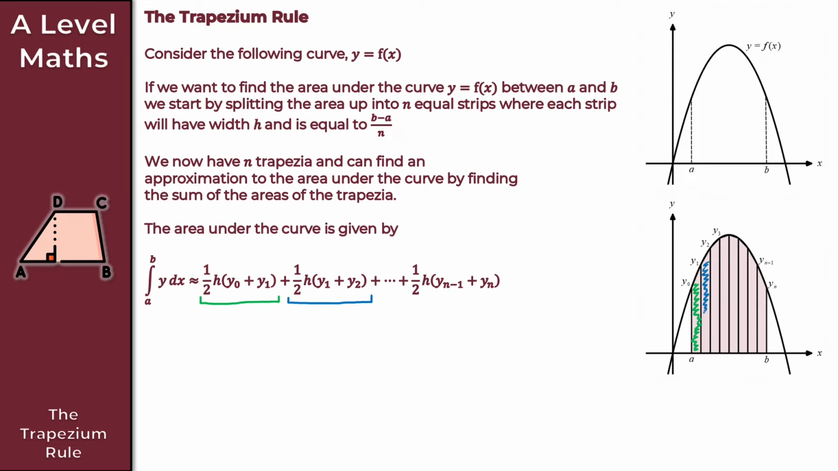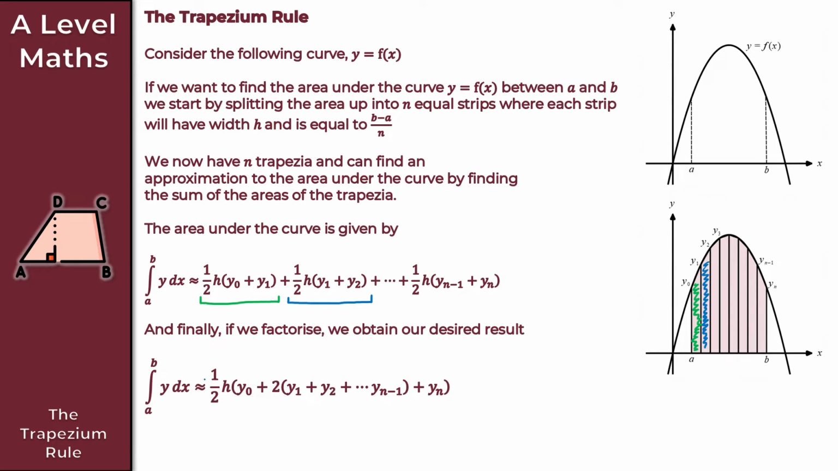Basically, all we need to do here is find the area of each trapezium and add those all together. What this gives us is an approximation to the original integral. What we can also do here is factorize to simplify this result and obtain our desired result.